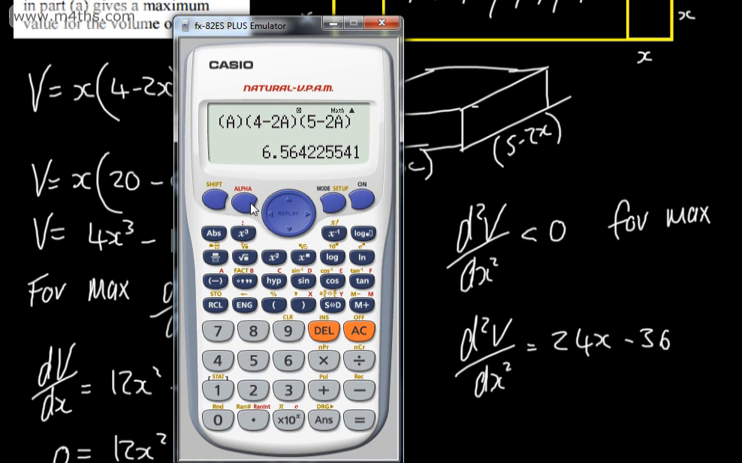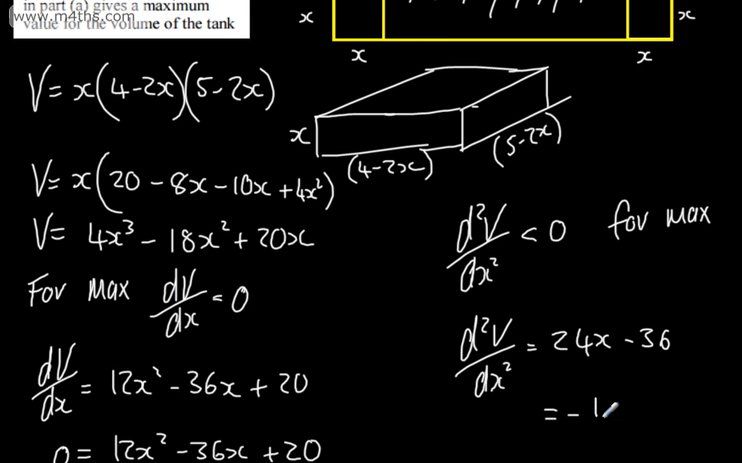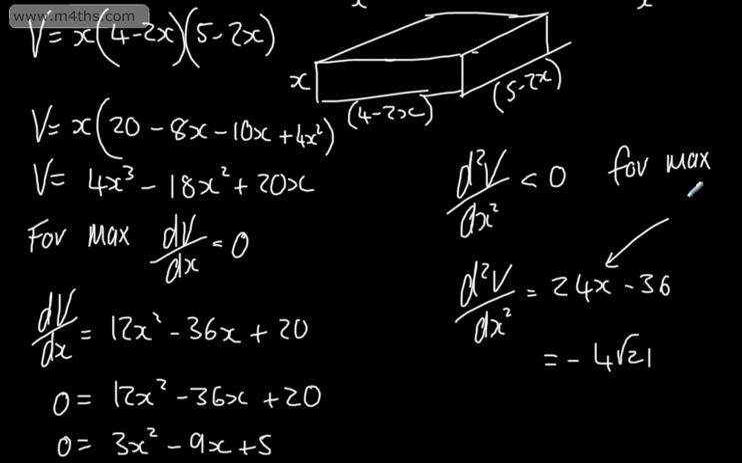If I now go back just here, recall A, that's a value. So all I'm going to do is now 24 lots of A minus the 36, and that is going to give negative 4 root 21, once I've substituted in the value that I found on my calculator, which we know is 9 minus root 21 over 6. You need to show that in your working.